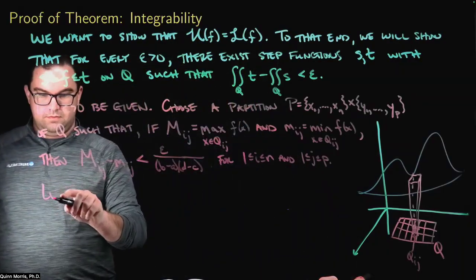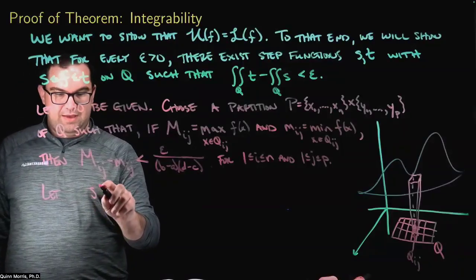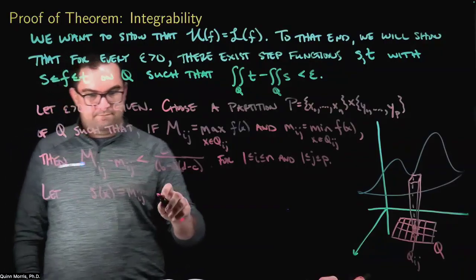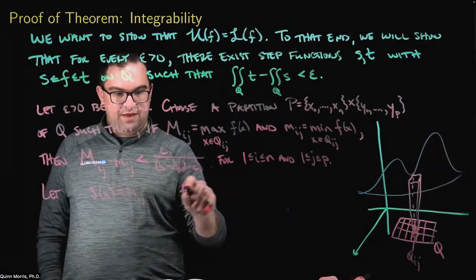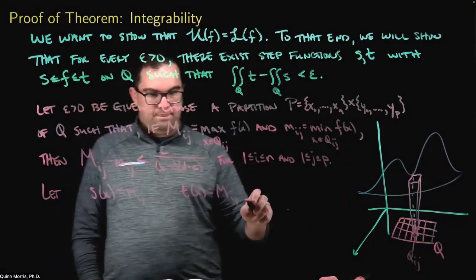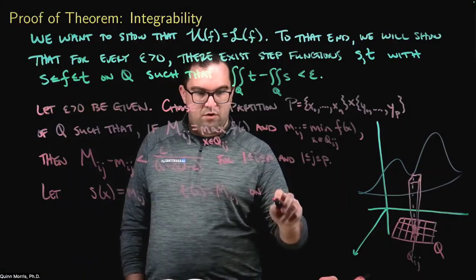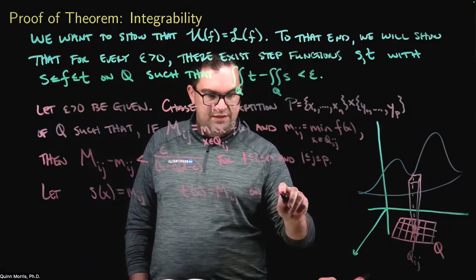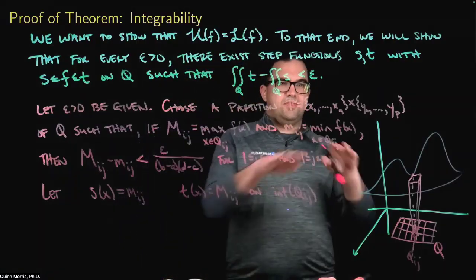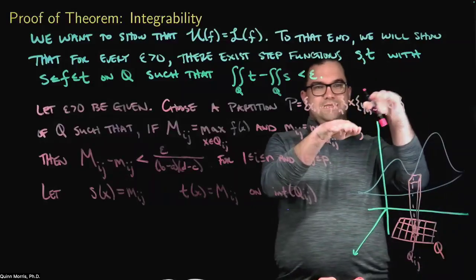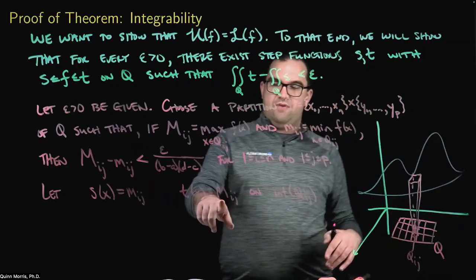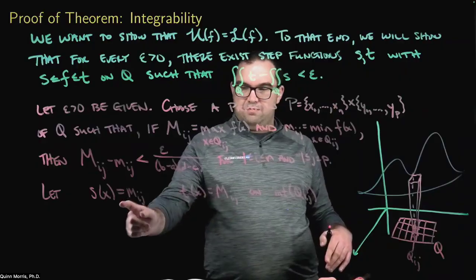Okay. So I'm going to let S of X be equal to little m ij, and T of X be equal to capital M ij on the interior of each rectangle. Okay. So you have a problem with the boundary because the boundary is where the different sort of pieces meet, right? So you have a little problem on the boundary, but on the interior of each one, let me define these functions just to be the minimum value and the maximum value.